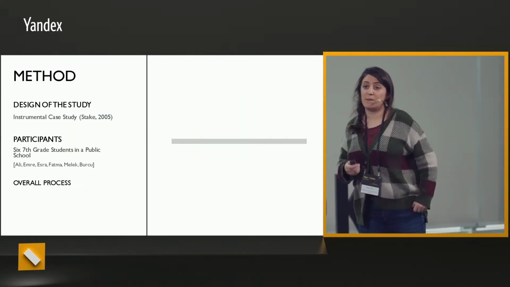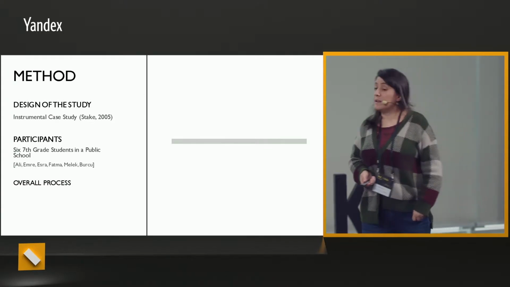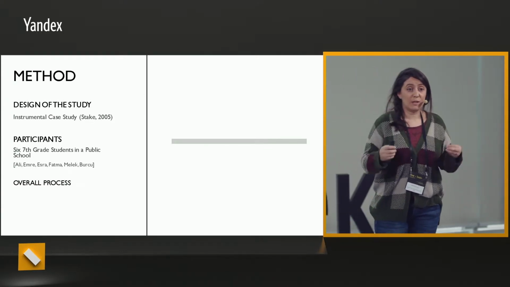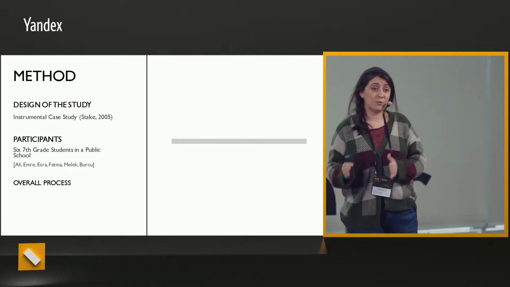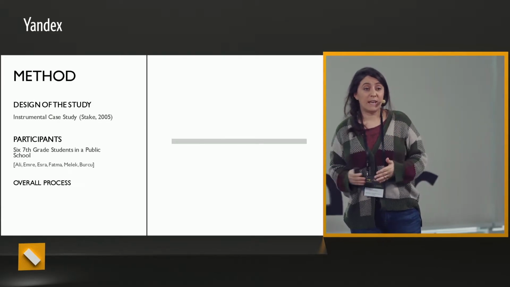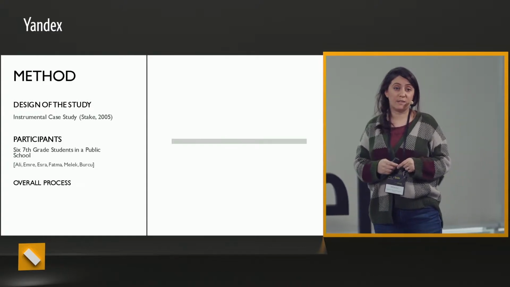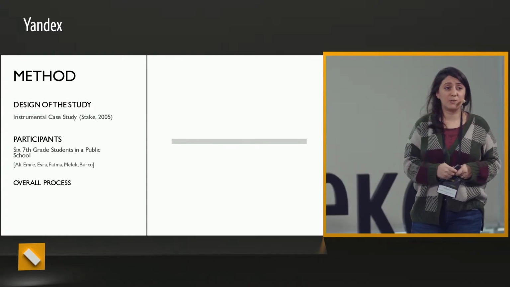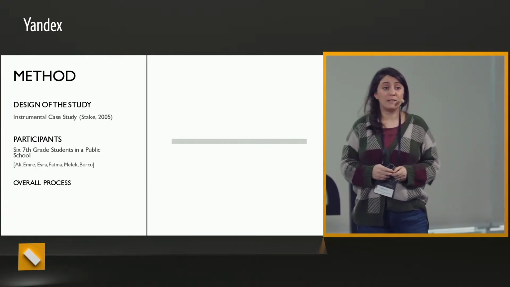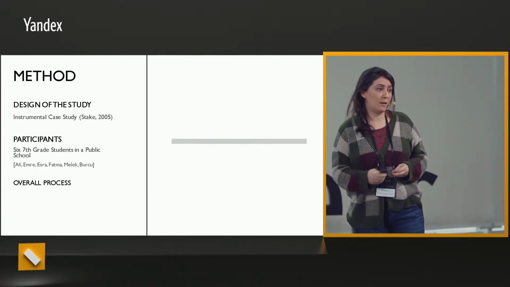Instrumental case study was employed to research this question. The art studio environment, including these studio works, was used as a tool to investigate students' thinking process. And participants of the study were 6th, 7th grade students in a public school, and the study was conducted in the art studio of this public school.